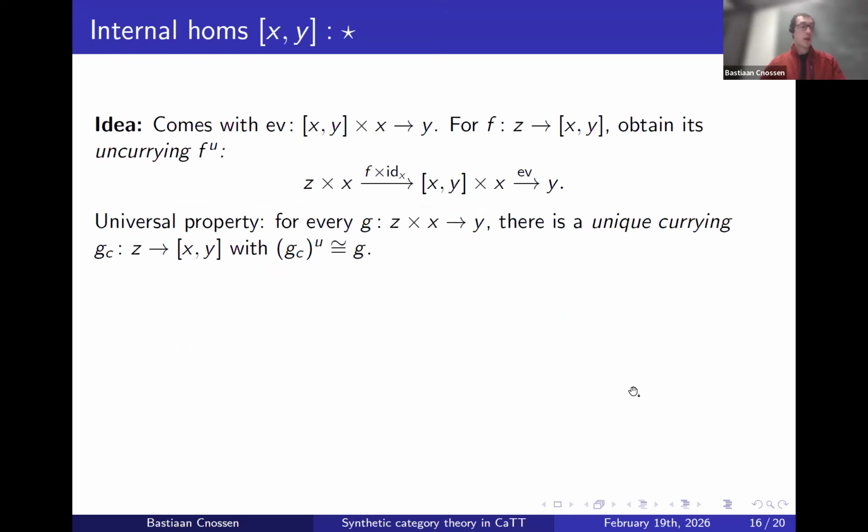Okay, and then there is one last construction I want to explain how to do in CaTT, which is the internal Hom. So we have objects X and Y, and then the internal Hom should be this bracket X comma Y. It comes equipped with an evaluation map from the internal Hom times X into Y. And if I have such an evaluation map, I can form the uncurrying of any map into the Hom type, which is defined as a map from Z times X to Y, which is given by first taking F and taking the product with the identity.